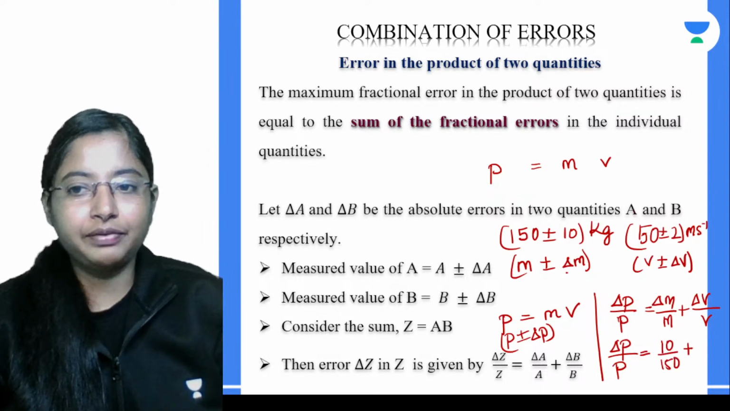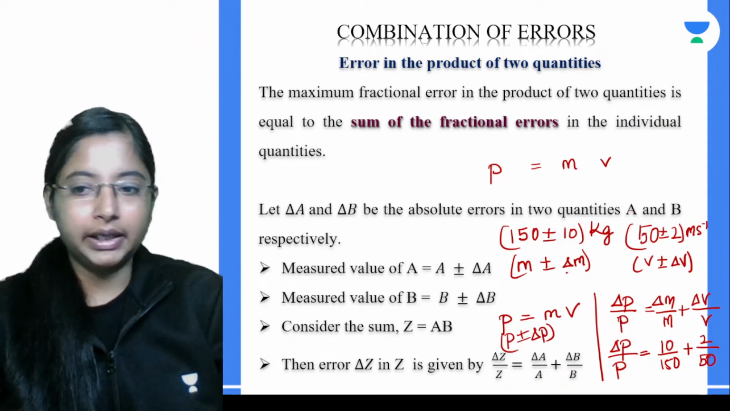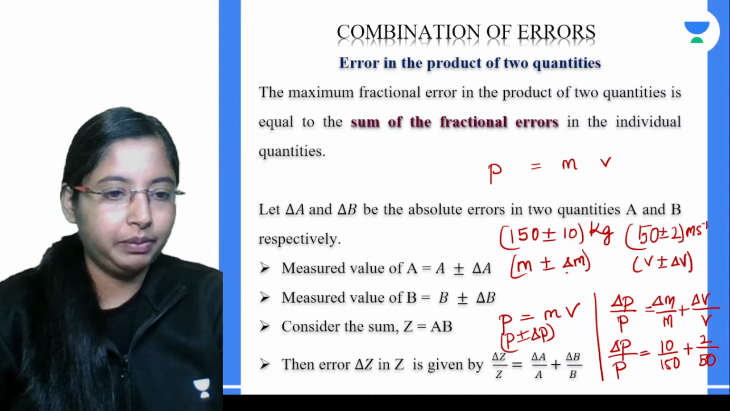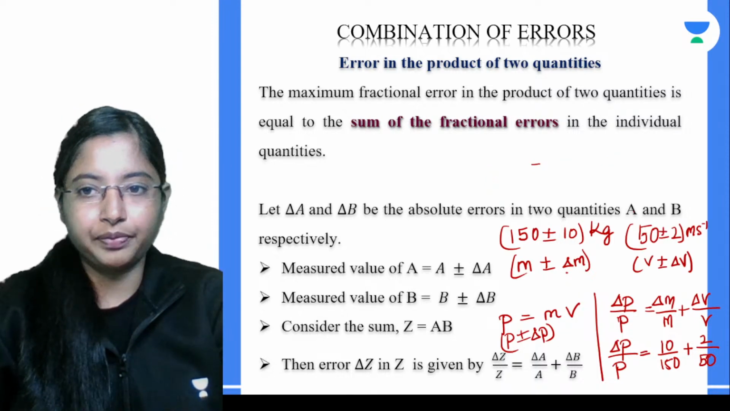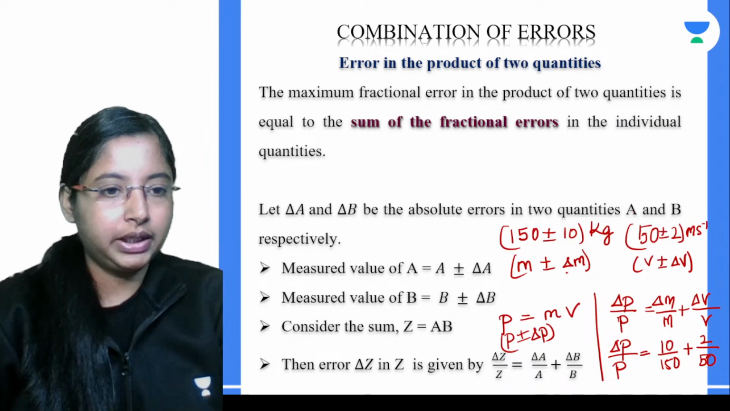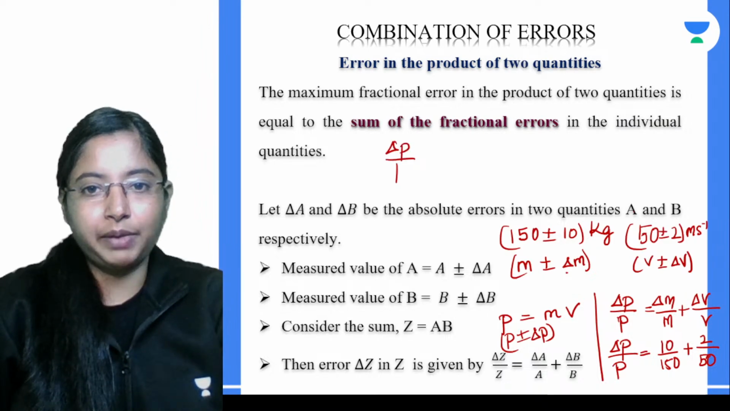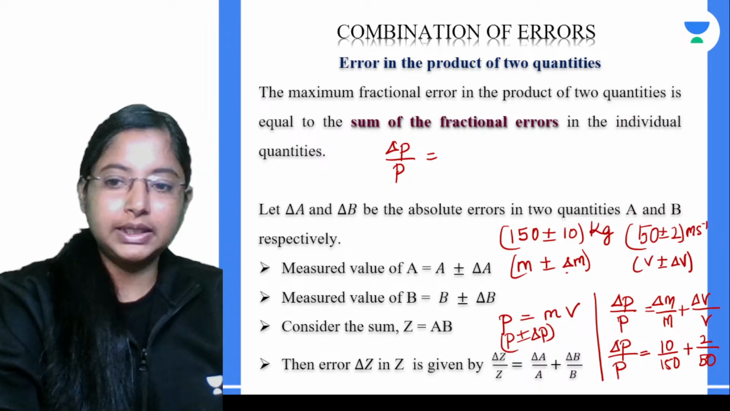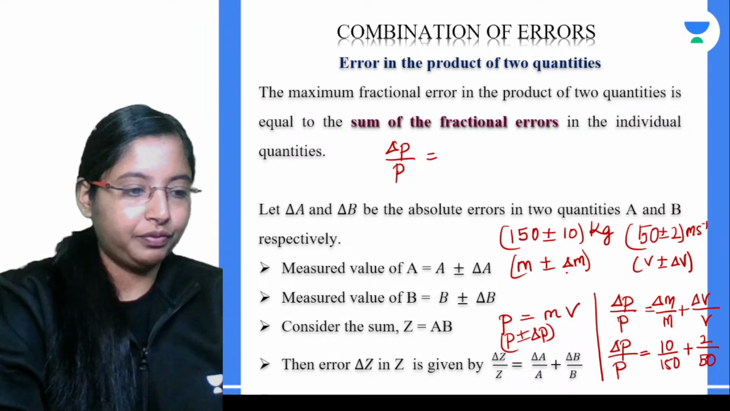Plus delta V by V, in this case delta V by V is 5 divided by 50, right? So let's see what is the value. Let me quickly make use of this case over here. Okay, so if you want to see delta P by P, this is going to be very simple. All we have to do is 10 divided by 150.